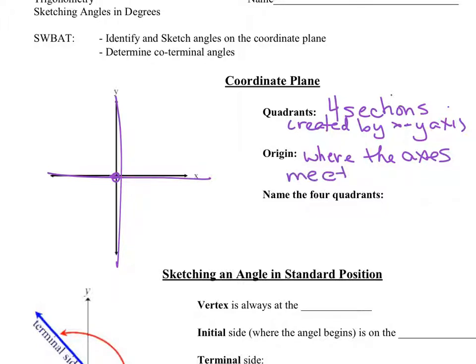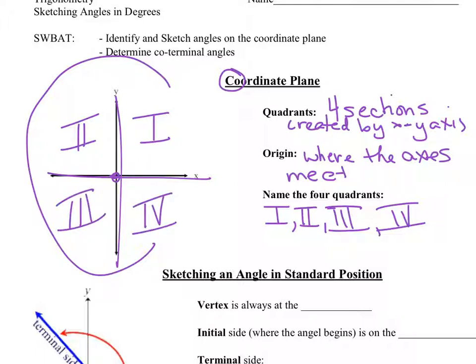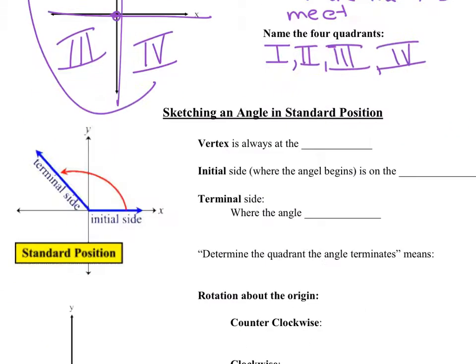And name the four quadrants. Well, we know when we talk about the quadrants, we talk about them in Roman numerals, and I forgot 3. So 1, 2, 3, and 4. They go in a counterclockwise way, and they form a C, like coordinate plane. 1, 2, 3, 4. Okay.